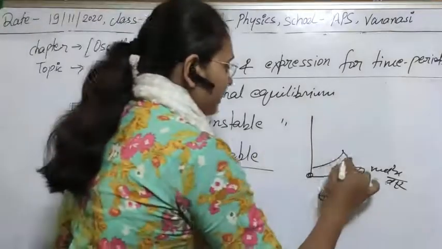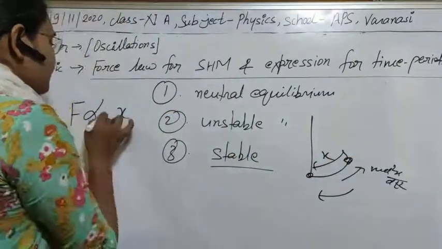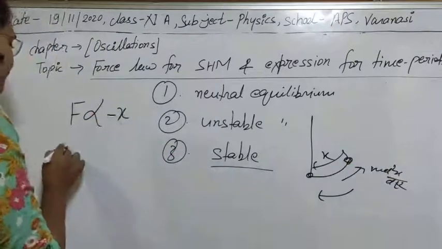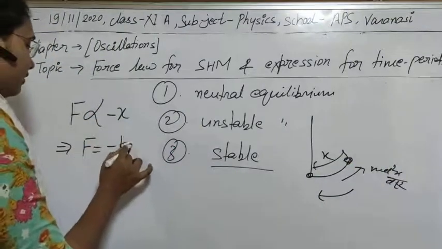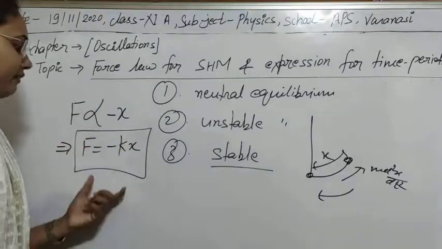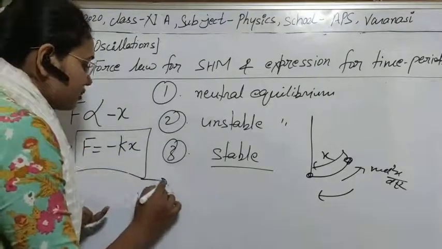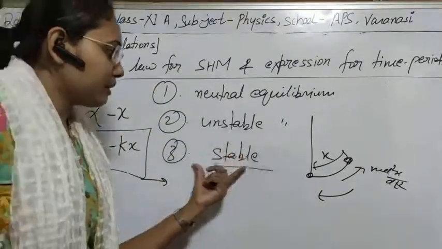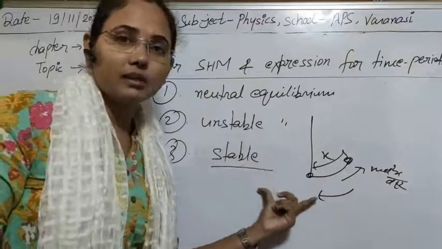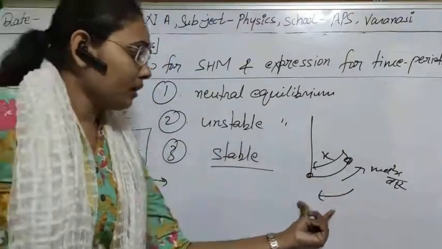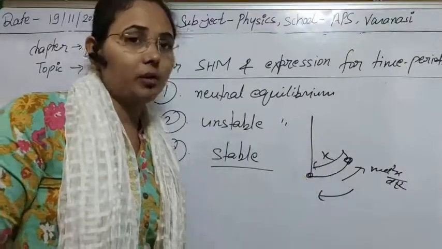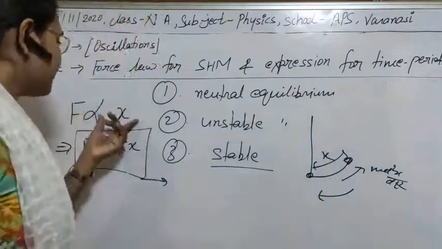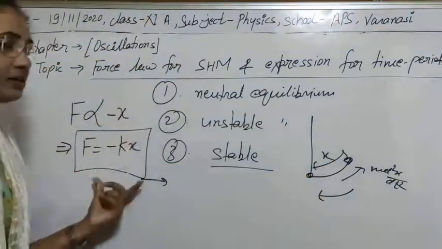Suppose that a displacement x occurs here. As the force is in the opposite direction to this displacement, we take a minus sign. So if you solve it, the expression obtained is F equal to minus kx. This is known as the force law for simple harmonic motion. In simple harmonic motion, stable equilibrium occurs, and a restoring force acts on the body to restore its position to its original condition, and it is directly proportional to the displacement. This is the force law for simple harmonic motion.